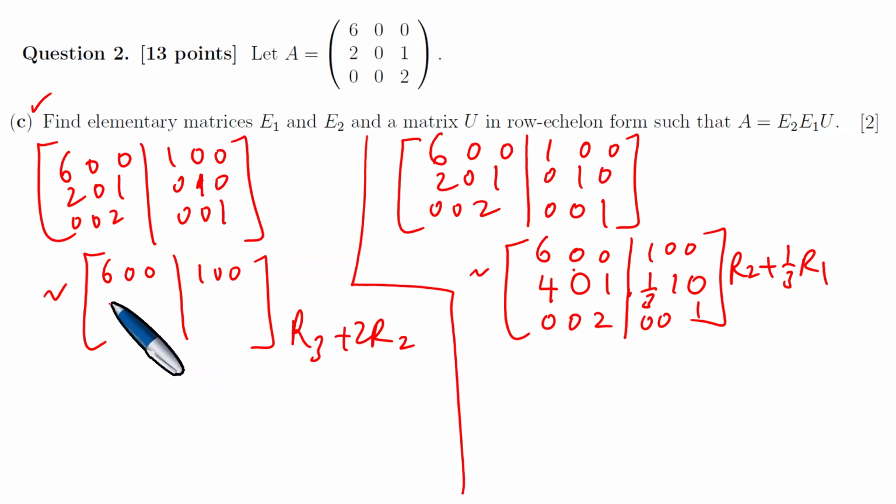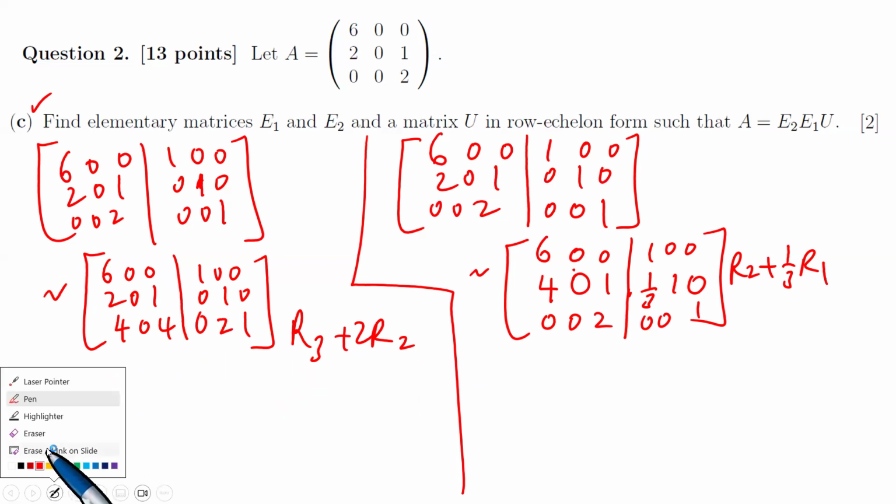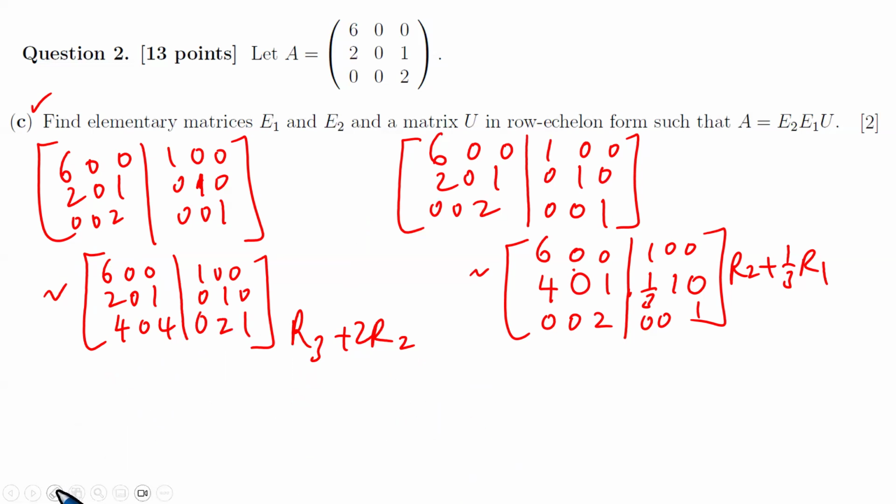And that we are applying to row 3. So we're going to take 2, 0, 1, 0, 1, 0. Row 3 plus 2 row 2. So what is it going to produce? It's going to produce a 4, 0, 4, 0, 2, 1. Let's just make that observation there. And now you have these two matrices that we've just got.